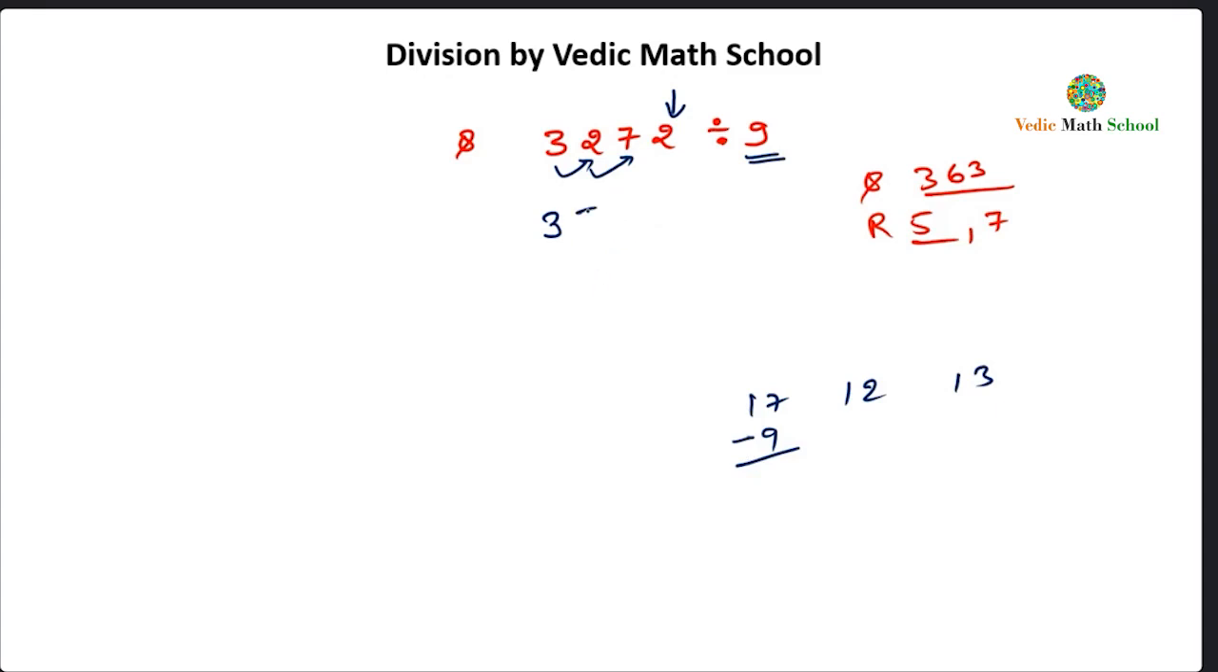3 plus 2 is 5. Now 5 plus 7 is what? 12. So I'm subtracting 9 in my mind. 12 minus 9 is 3. So I'm writing 3 here, and I'm going to increase this value by one. Now this 3 will add with 2. And look at this, this is the last value, so this will give us the remainder. So 3 plus 2 is what? So this is the remainder and this is the quotient.